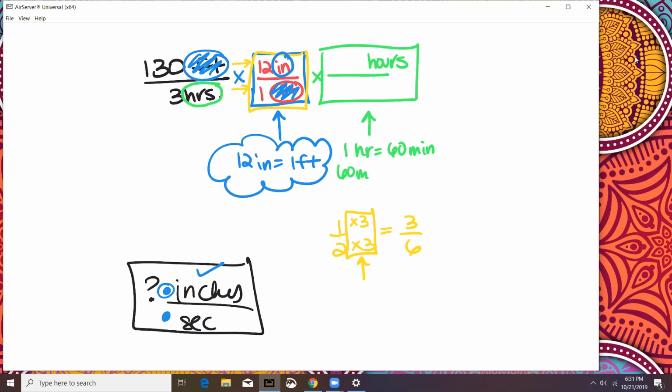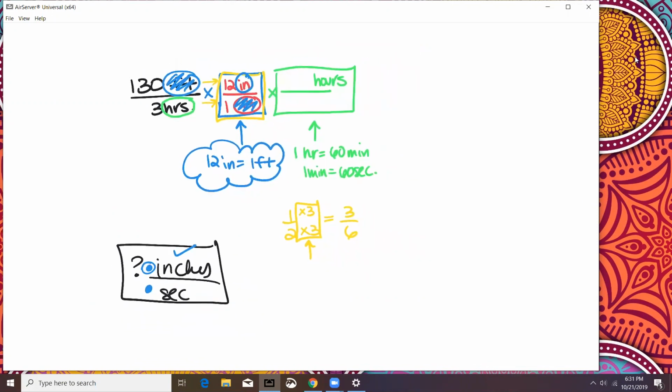I told y'all I can't write tonight. I don't know what my deal is. I also know that 1 minute is equal to 60 seconds. So I'm going to use these two conversion factors together, okay?